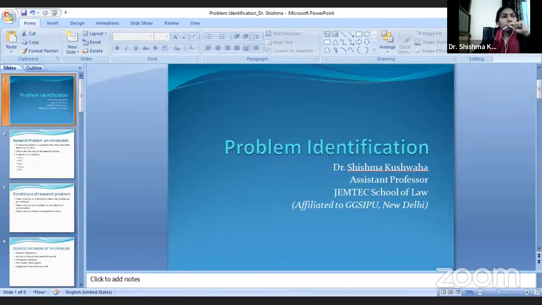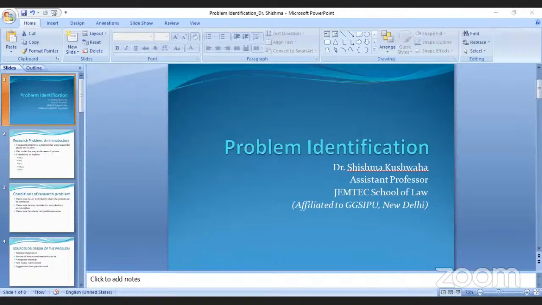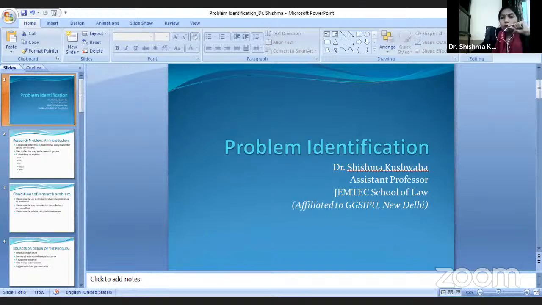For example, when I want to study the impact of any legal aspect, as you are all law students, if I want to study the impact of any law on the persons who will be affected by that law, then in that case either they will be affected or they will not be affected, right? So there are two possible outcomes. Then only can I do the research on whether they are affected or not. So these two possible outcomes are very important, and they should be there.